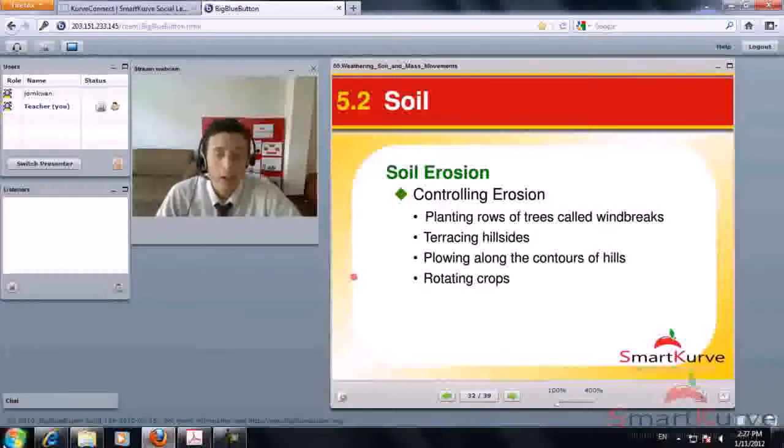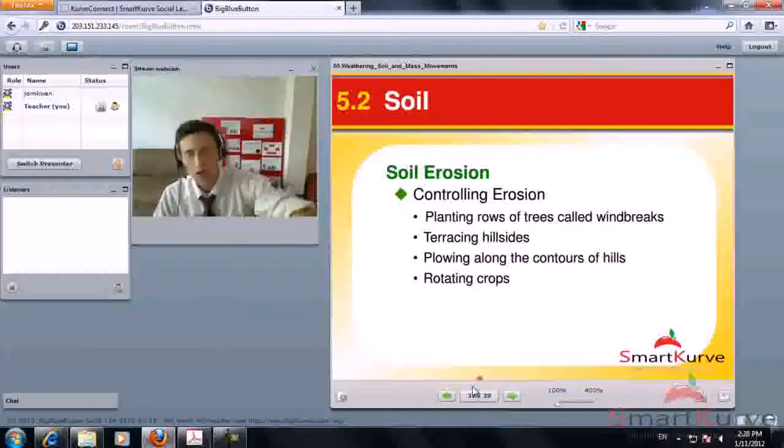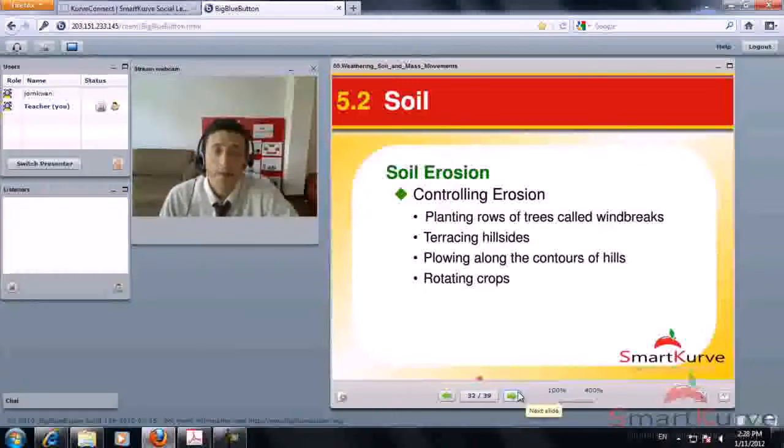So they control erosion. Plowing along the contours of the hills, yes, very similar concept. Instead of plowing straight up and down, contour farming, very important. And rotating crops, making sure you don't plant the same crop in the same place year after year after year, because that will be bad for the soil.